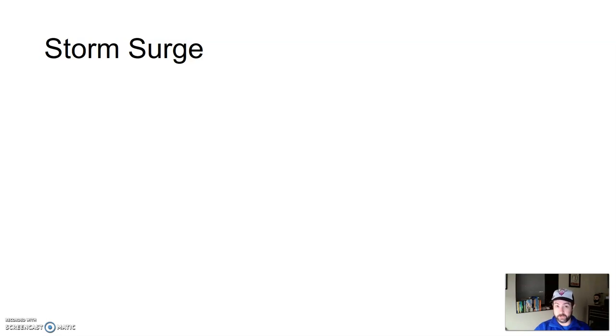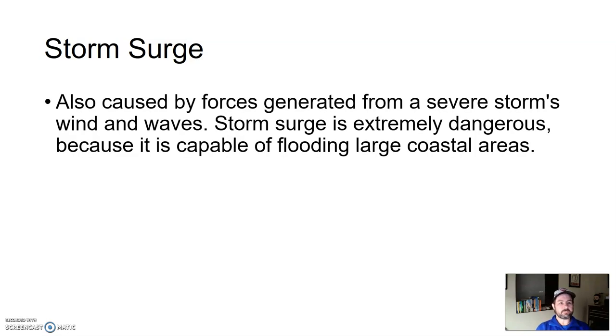What's happening? Storm surge. This is also caused by forces generated from severe storms, wind, as well as waves. A storm surge is when you get a big storm coming on land onto the coast: a hurricane, tropical storm, or even a large thunderstorm. It's a lot of wind pushing essentially those waves onto land. It's pushing that ocean water up onto land.